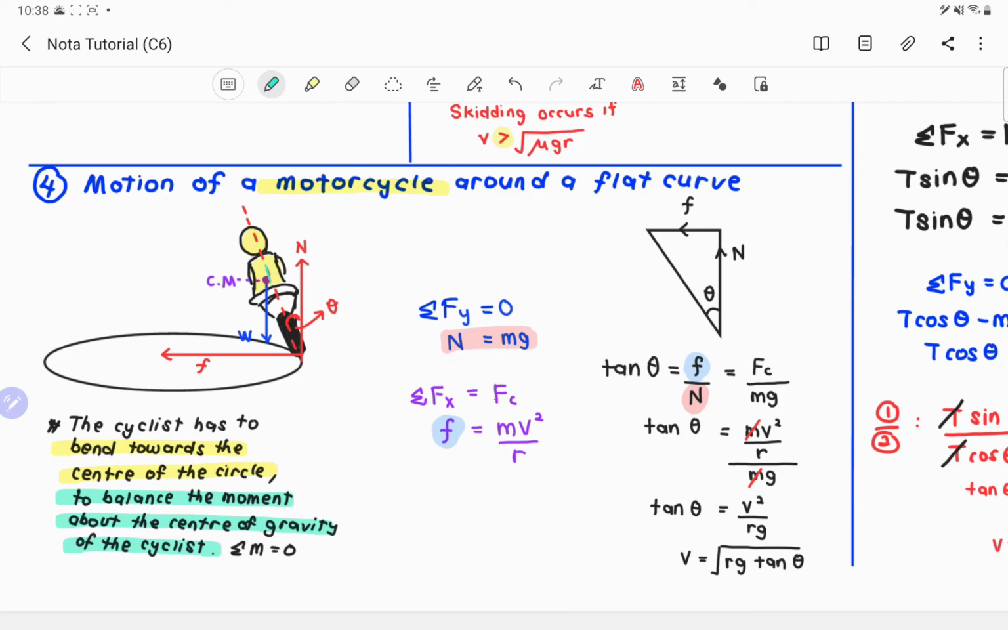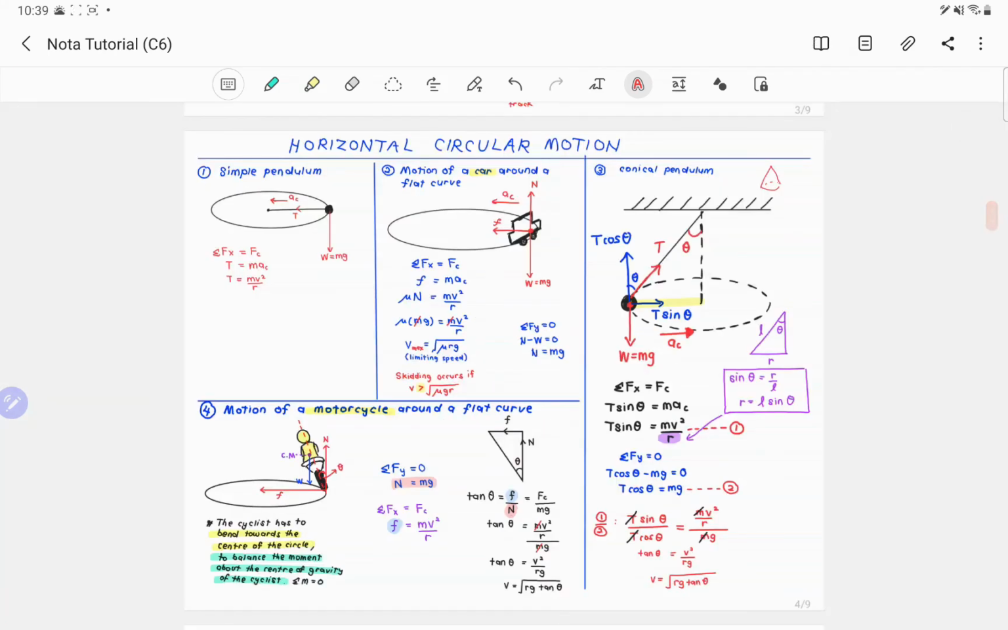Okay, if we focus on the triangle over here, so actually we can use trigonometry. Sometimes you need to find the angle, sometimes you need to find the velocity. So let's say if you need to find the velocity of the motorcyclist around the circular motion, okay, you can use tangent, which tan theta is equals to opposite over adjacent, f over N equals to f over mg, f is the Fc. So from here, if we expand the formula, we can cancel m, then we get v. But sometimes you need to find theta. Okay, so that's it for horizontal circular motion.